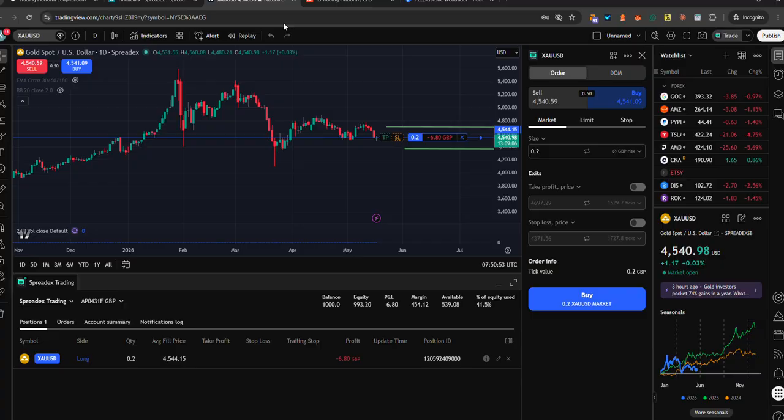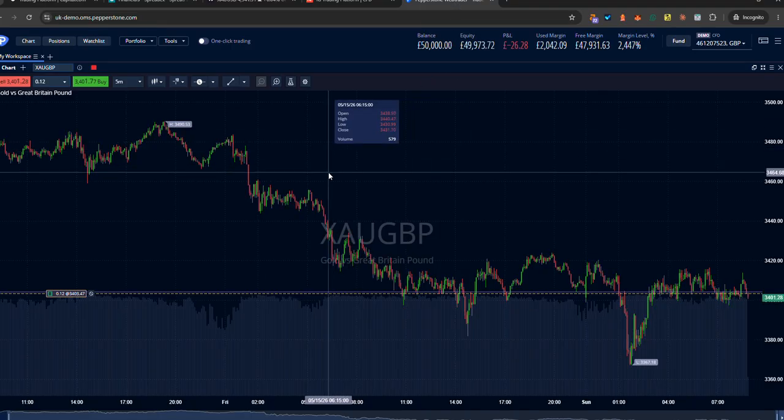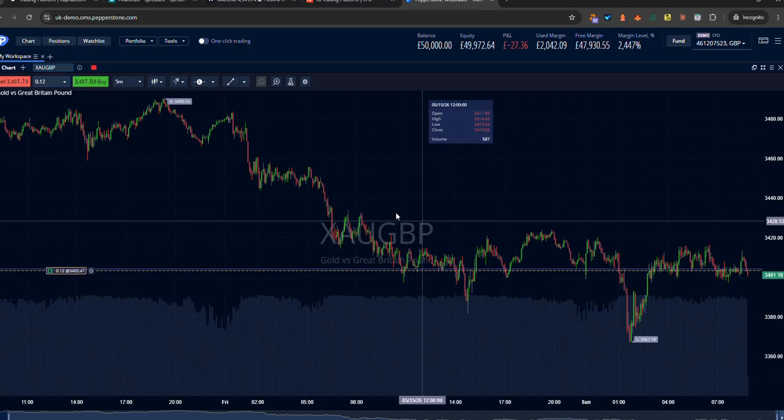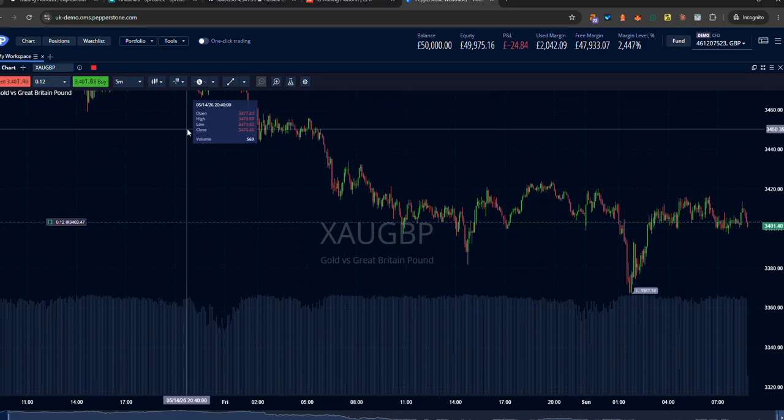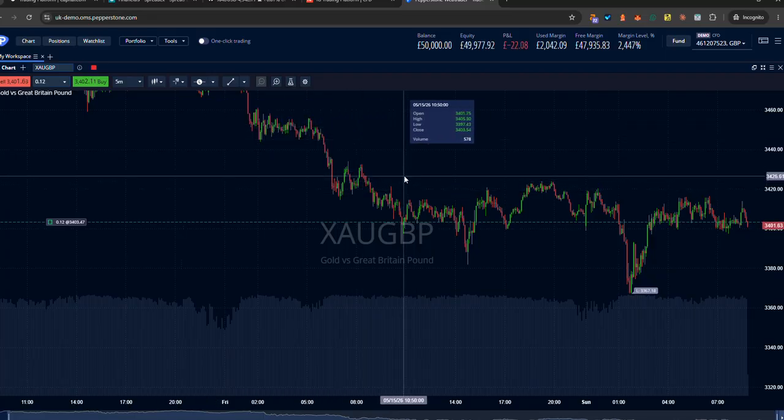And then we've also got Pepperstone. Pepperstone's quite an interesting one. I'm actually on their demo account at the moment. This is a trade I opened earlier, and this is on their web trader platform. Now this is quite clunky, to be honest.